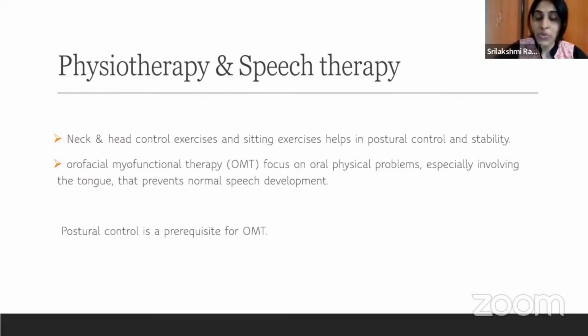Neck and head control exercises and sitting exercises help in postural control and stability. The orofacial myofunctional therapy, known as OMT, focuses on the oral physical problems, especially involving the tongue, that prevent normal speech development. Postural control is a prerequisite of OMT. Meaning if the child cannot hold the head upright with good neck control and sitting balance, OMT cannot be performed. So it is very clear that neck and head control is very important to move forward.